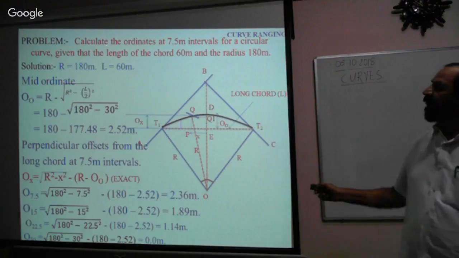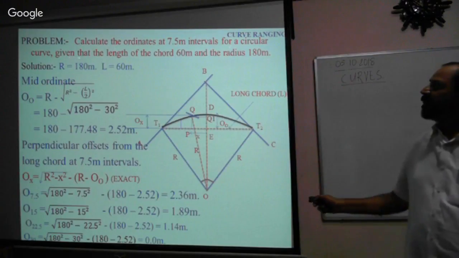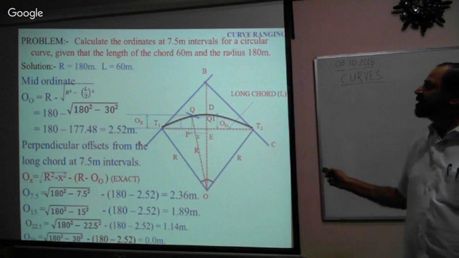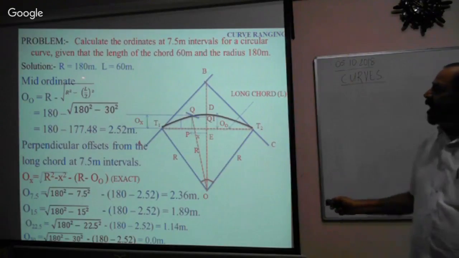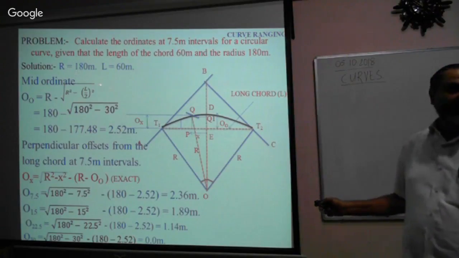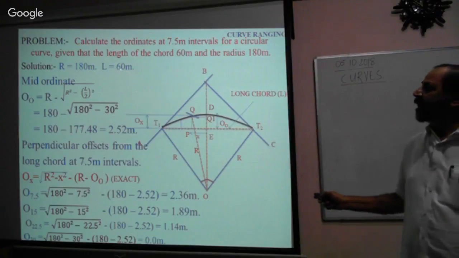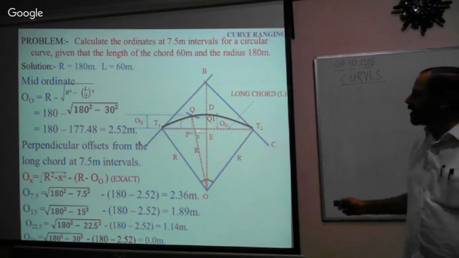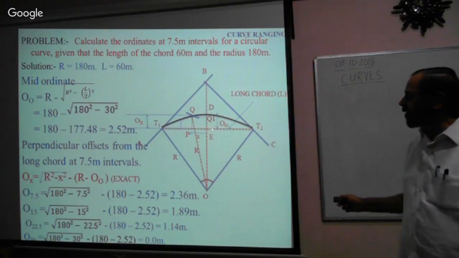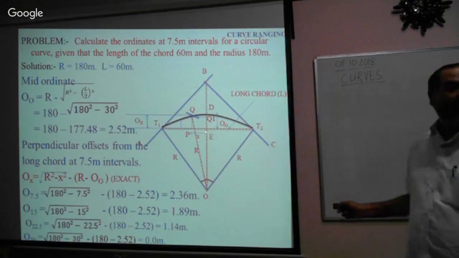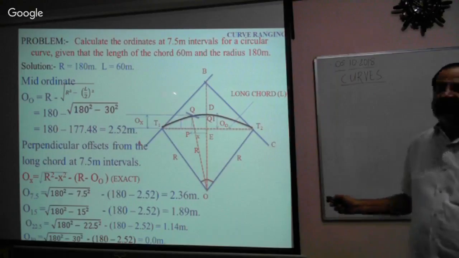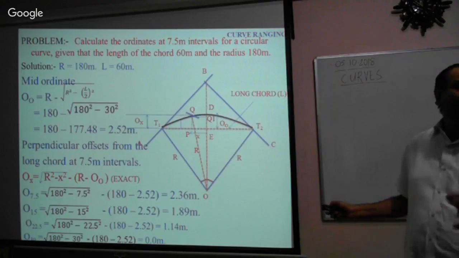It is given: calculate the ordinates at 7.5 meter interval for a circular curve, given that the length of the chord is 60 meter and radius is 180 meter. This is the data given. R, the radius of the curve, is given, the long chord is 60 meter, and they have asked to calculate at a distance of x, where x is 7.5 meter, the ordinates and set out the curve.